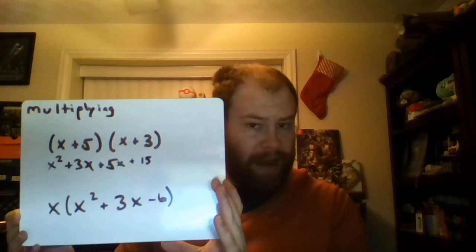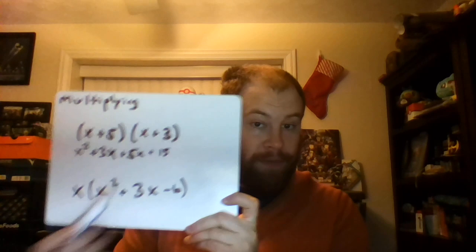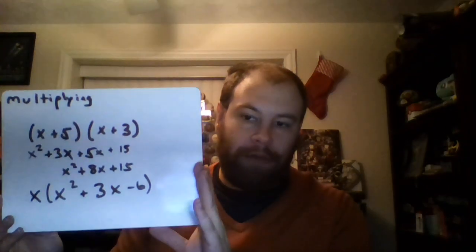Now this isn't simplified, obviously, because we do have two like terms here in the middle. So we're going to want to simplify that just a little bit more, and then we'll be all done. We'll get the new polynomial x squared plus 8x plus 15. And that'll be the final answer for that one there.